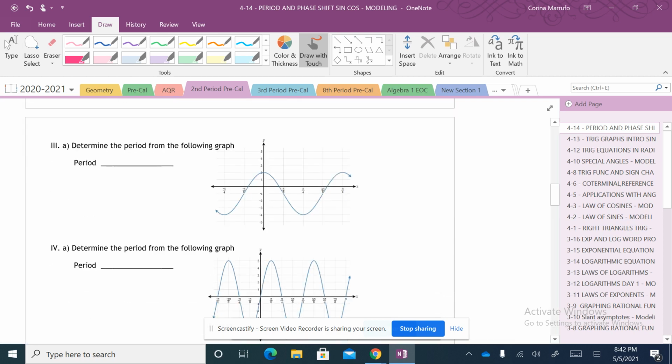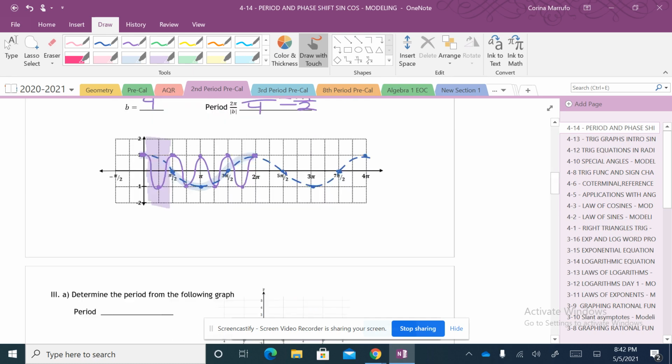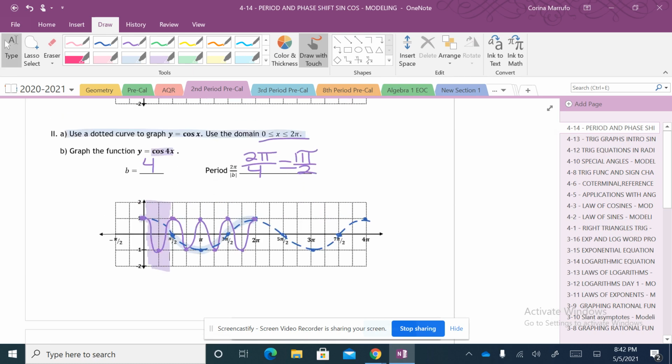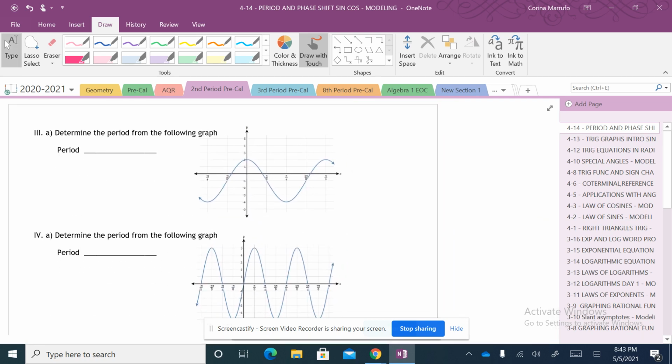All right, the next one, it says determine the period of the following graph. So this time we had to find the period by the equation. Now we're going to find the period by the graph. If we notice, it starts right here. This is my cosine function. It goes down, it comes back up, and then it repeats itself again. So between 0 and pi over 2, it completed one full cycle. So the period here is going to be pi over 2.